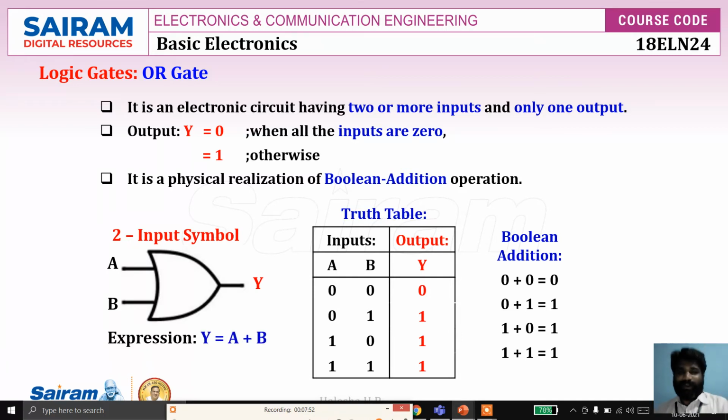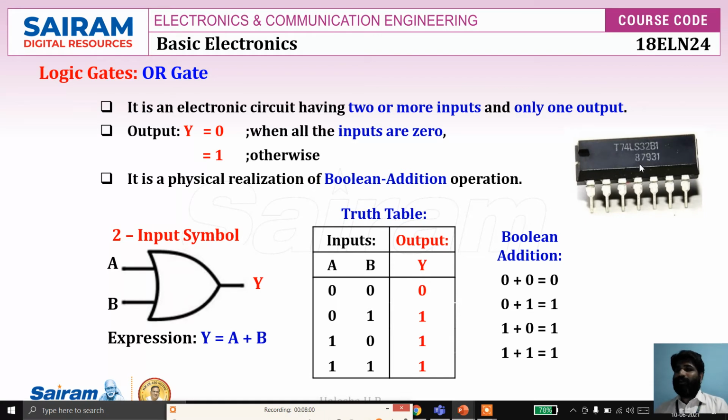So the output expression is Y equals A plus B, and this is the IC 7432. It has 4 OR gates, 2-input OR gates.